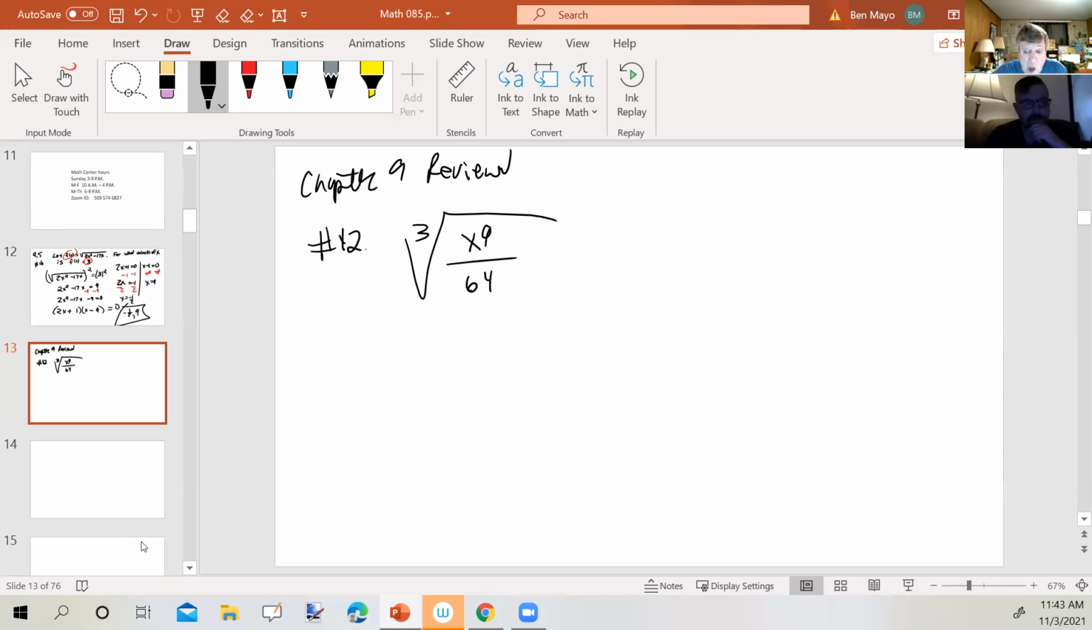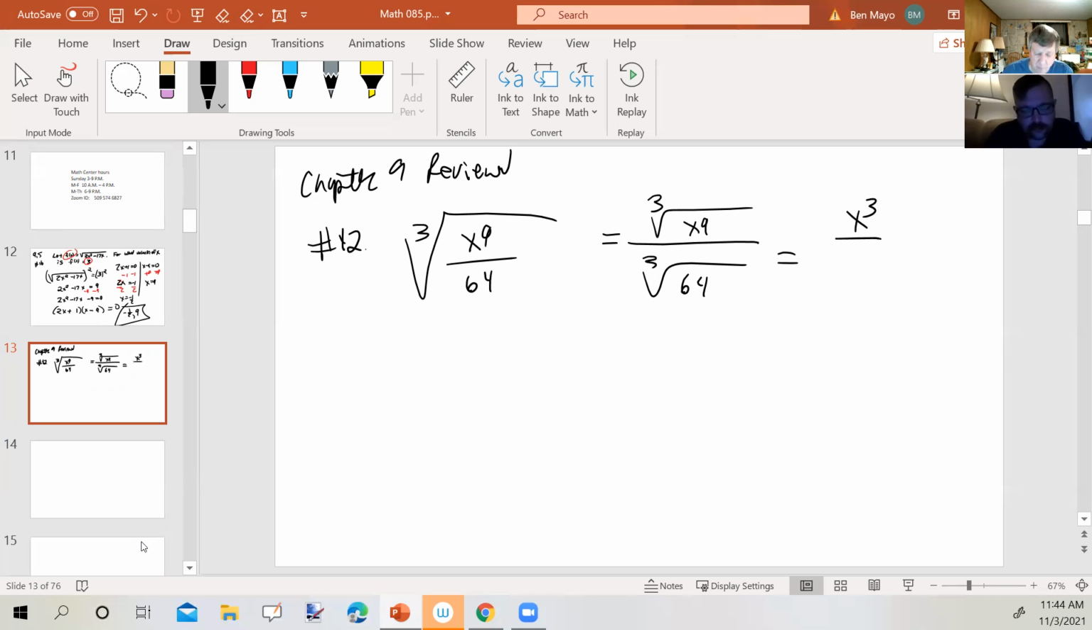Because we're taking an odd root, we can get negative answers. So we aren't going to need absolute value bars on this problem no matter what, because we're not taking an even root. We can separate this into the cube root of x to the 9th over the cube root of 64. The cube root of x to the 9th is x cubed. The cube root of 64 is 4. So the final answer is x cubed divided by 4. Any questions on that one?